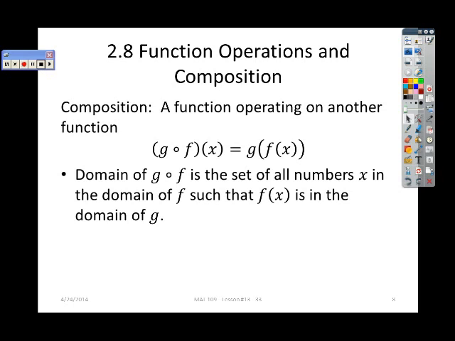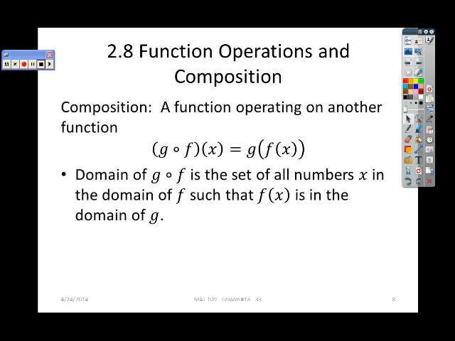So the domain of g of f is all those numbers x which are in the domain of this. So we have to have something that we can solve f for. So it has to be in the domain of f. We have to be able to get an output. If it's undefined somewhere, then that cannot be in the domain of the overall thing. So we have to evaluate this one first. So the domain of the overall thing is the domain of f, but we're going to limit it such that we don't get any values of f which are not in the domain of g.